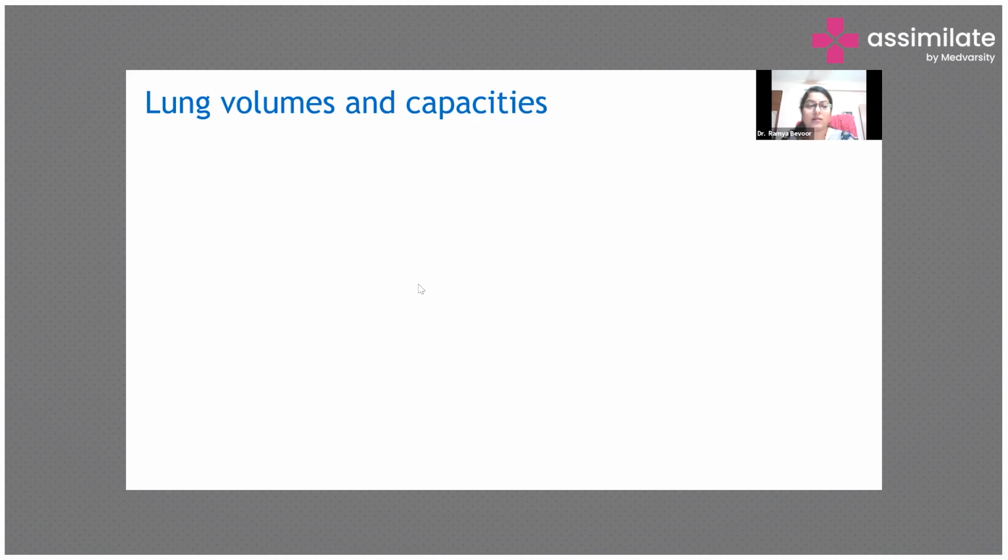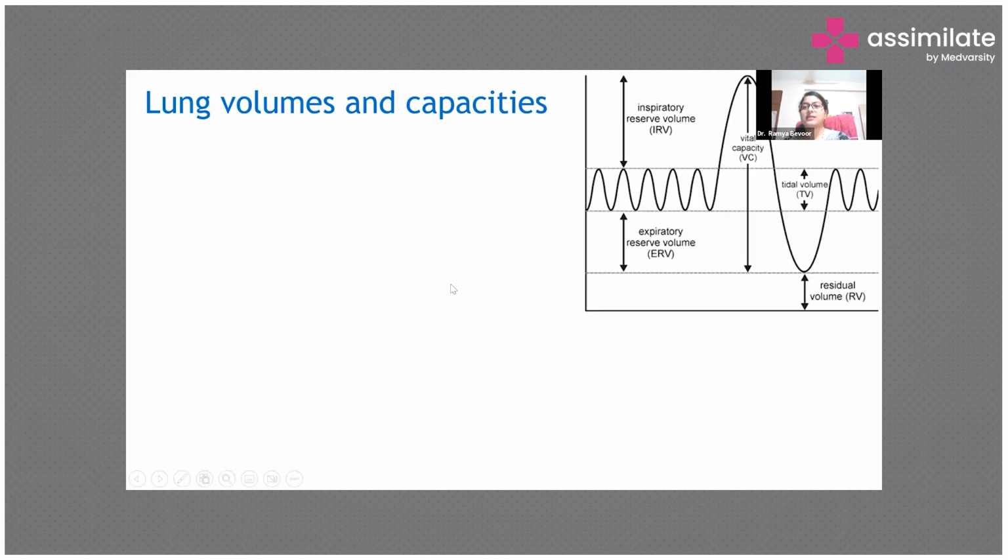So, like I said, there are various volumes and capacities. So this is a diagram that talks about the different capacities and volumes. So let me just talk about each of these. So first is the tidal volume. Basically, tidal volume is the normal air that we inhale and exhale at a normal respiration. So when you're normally breathing, how much air do you inhale and exhale? The normal value is usually around 500 ml.